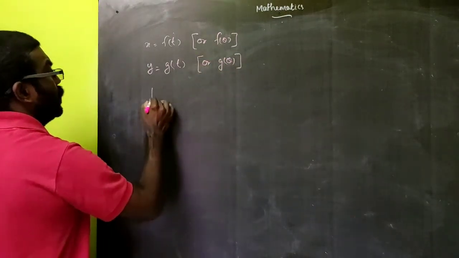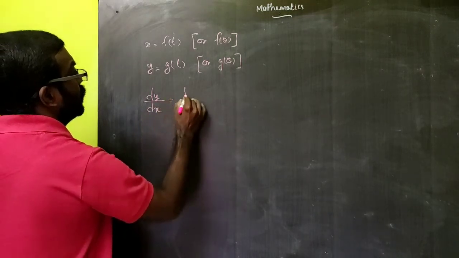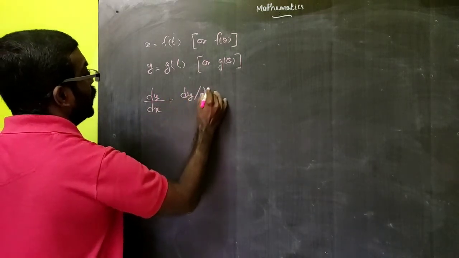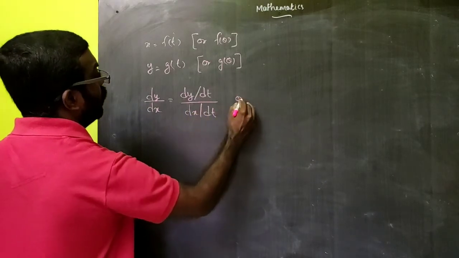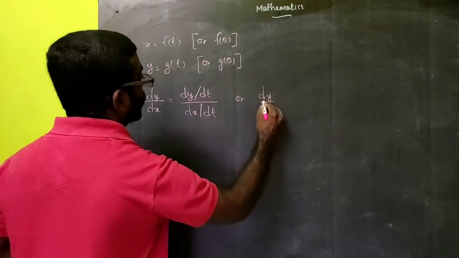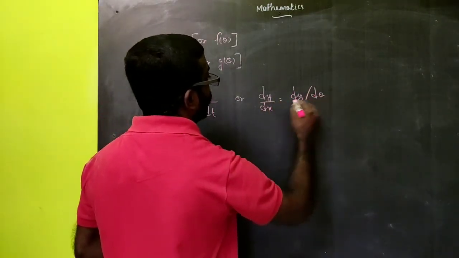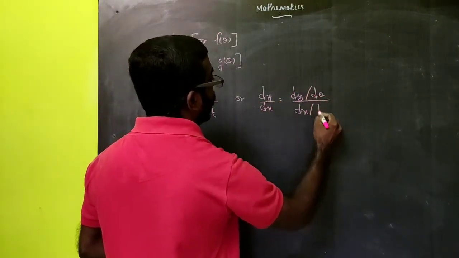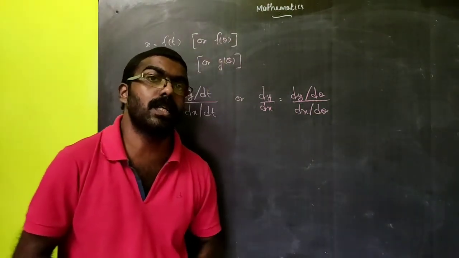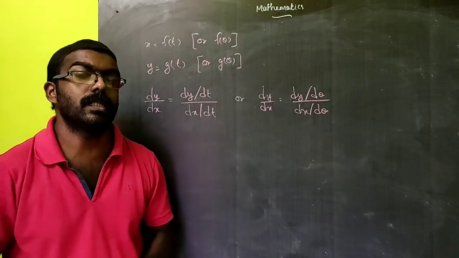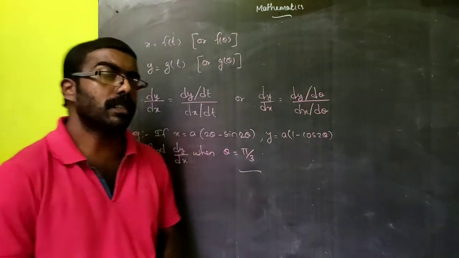Then the derivative dy by dx is given by dy by dt divided by dx by dt, or dy by dx is equal to dy by d theta divided by dx by d theta. Here t or theta is called the parameter. The third variable is called the parameter.